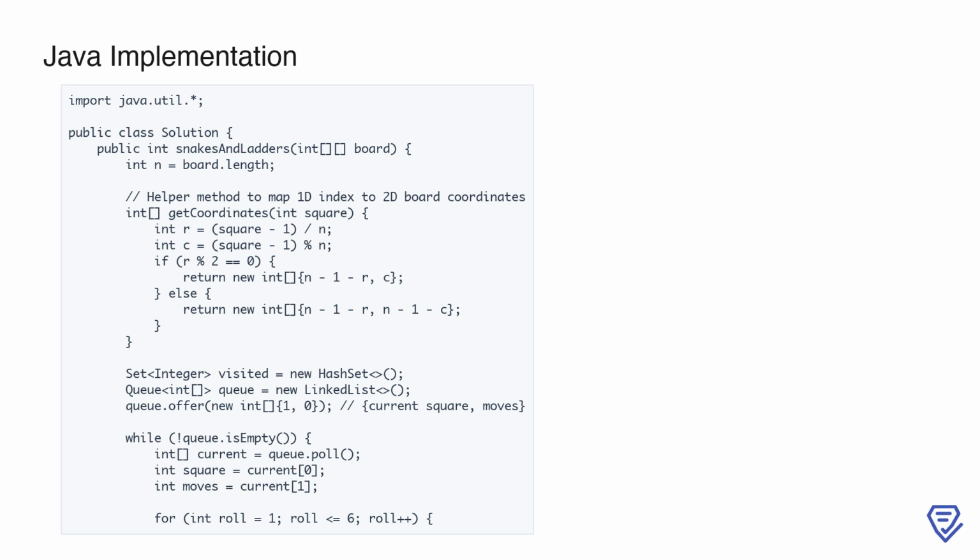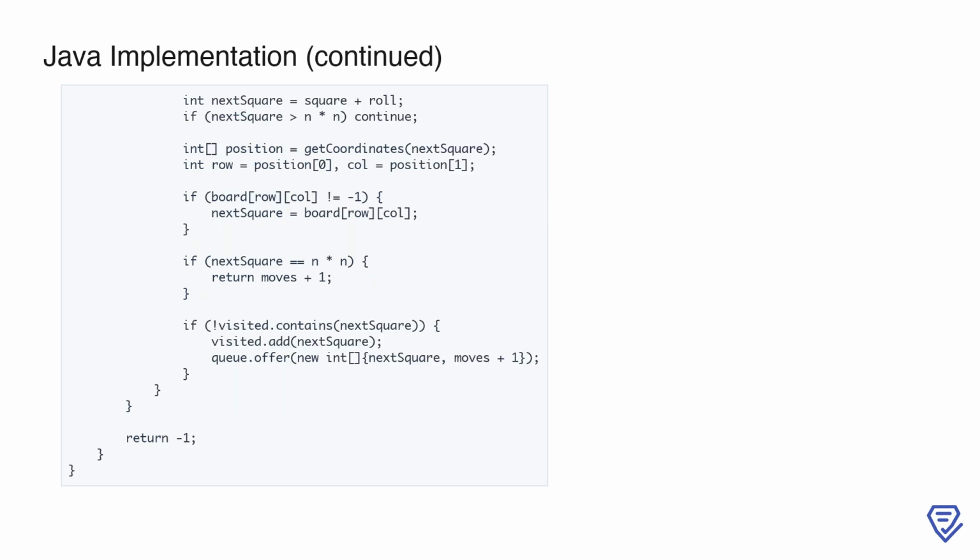After defining this helper, we initialize a set called visited to track the squares we've already processed, and a queue to facilitate a breadth-first search. The queue starts with the first square and 0 moves. Now, we enter the while loop, which continues as long as there are elements in the queue. For each square, we explore all possible dice rolls, ranging from 1 to 6. For each dice roll, we calculate the potential next square by adding the roll value to the current square. If this next square exceeds the total number of squares on the board, we simply skip it.